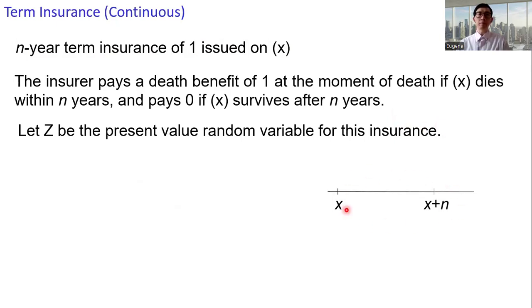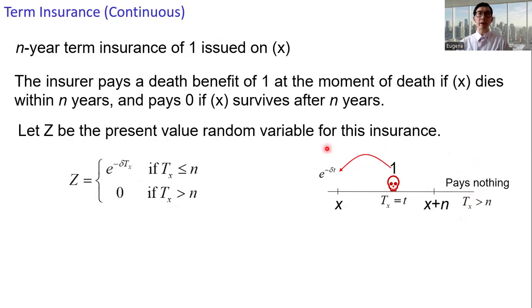With the diagram, if the individual dies at age x plus T, where T is between 0 and n, a death benefit of 1 is paid at this time point, at the moment of death. The corresponding present value is the death benefit of 1 times the present value factor, which is e to the power minus delta t. And if the individual survives beyond the n-year period, which corresponds to the event T_x greater than n, the insurer pays nothing.